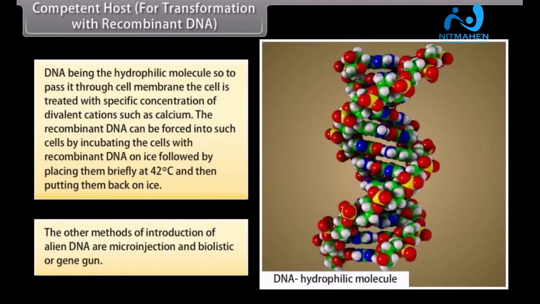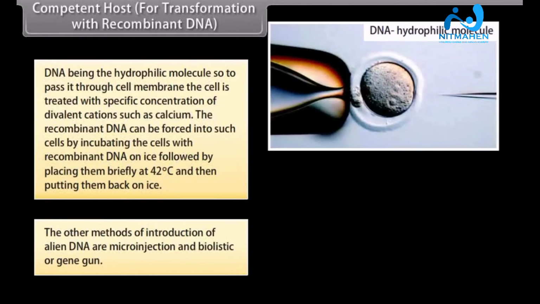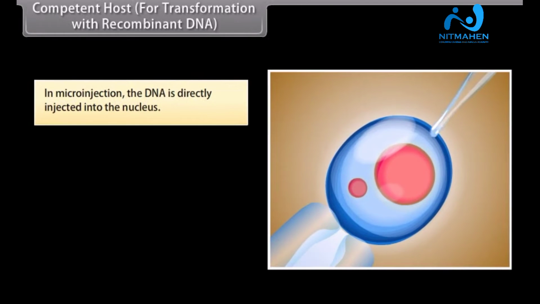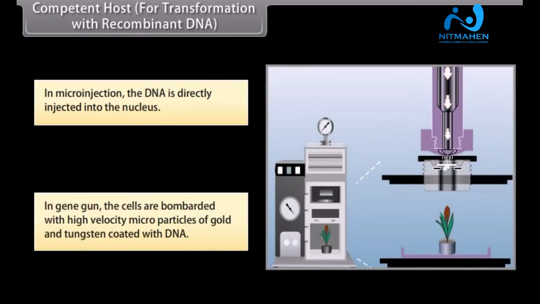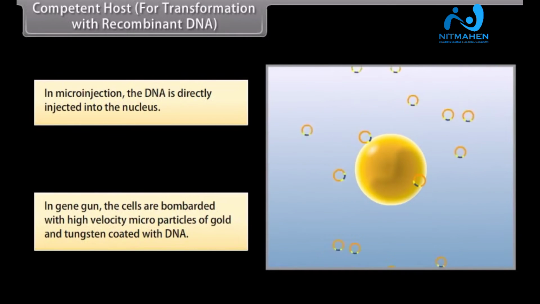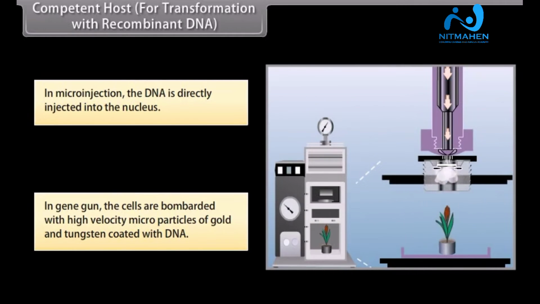The other methods of introduction of alien DNA are microinjection and biolistics, or gene gun. In microinjection, the DNA is directly injected into the nucleus, and in gene gun, the cells are bombarded with high-velocity microparticles of gold or tungsten coated with DNA.